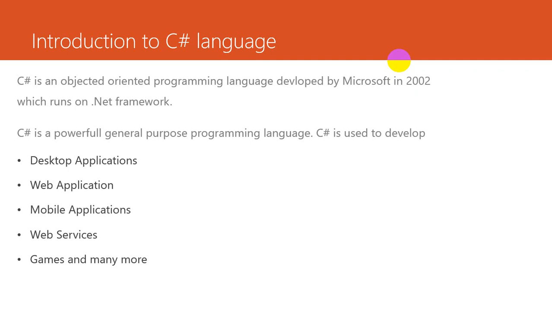What are desktop applications? Desktop applications are those which run directly on your computer, locally from your system, and web applications are those which are hosted on a server and you can access them locally as well as remotely. Similarly, you are already aware of mobile applications. You can also develop mobile applications for Android as well as iOS.